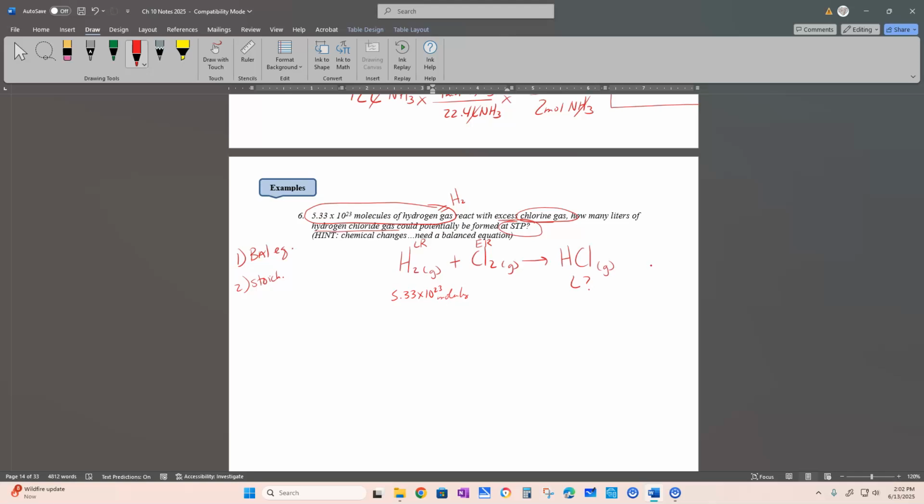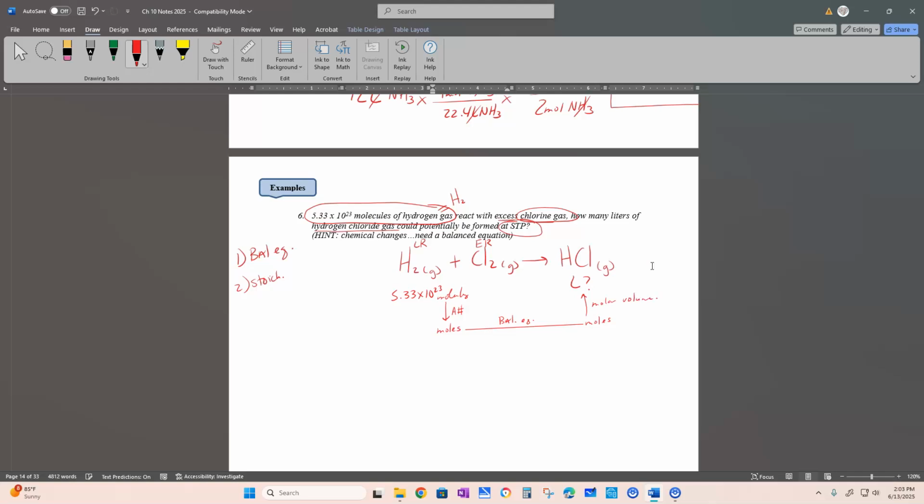You got to take these molecules and get to moles. And what do you need to get from molecules to moles? I believe you should use some Avogadro. We're going to change those moles into HCl. And then we're going to use, so right here we need our balanced equation. And then for moles to liters, we're going to use our molar volume.